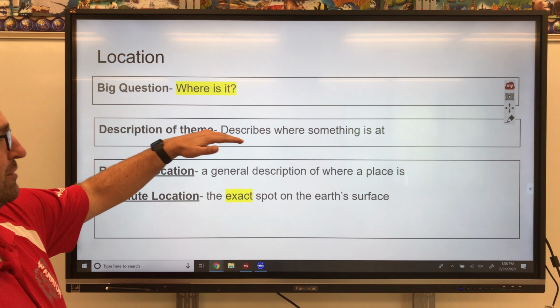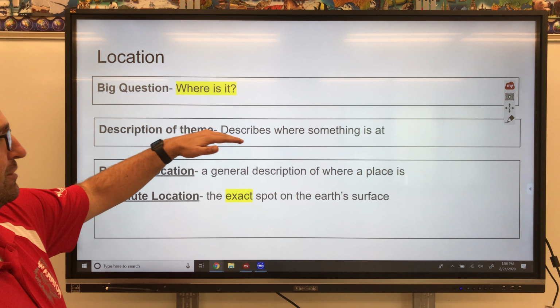Now there are 2 types of location. There is relative location and absolute location. Relative location is whenever I say, McDonald's is located beside Walmart. You're giving reference to where something is in relation to something else. I'm standing in the front of the room. So you're giving a location related to something else's location.